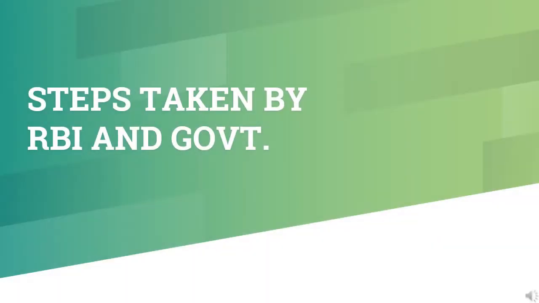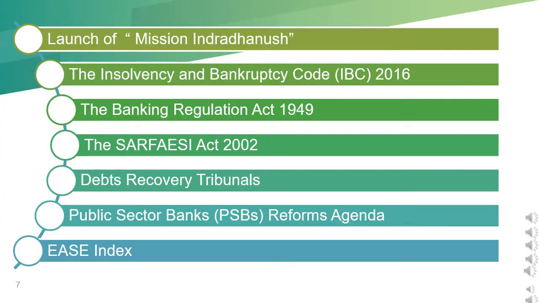Some of the steps taken by RBI and the government in the last few years to curb NPA are the launch of Mission Indradhanush, to make the working of public sector banks more transparent and professional in order to curb the menace of NPA in future. The Insolvency and Bankruptcy Code 2016 followed a creditor-in-saddle approach. This, coupled with debarment of willful defaulters and persons associated with NPA accounts from the resolution process, has effected a fundamental change in the creditor-debtor relationship.